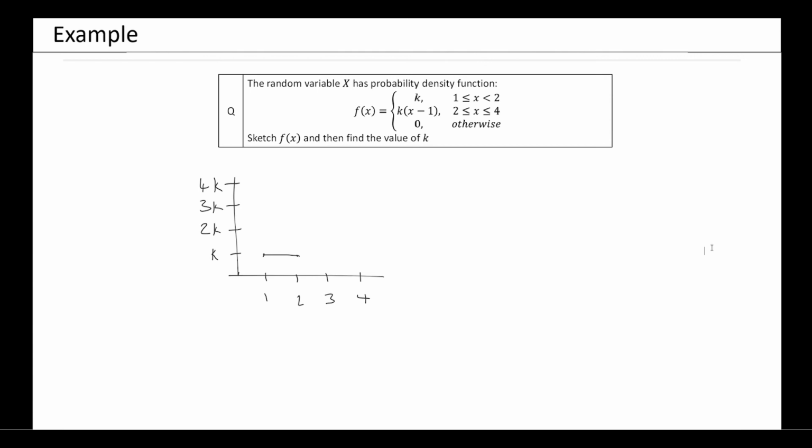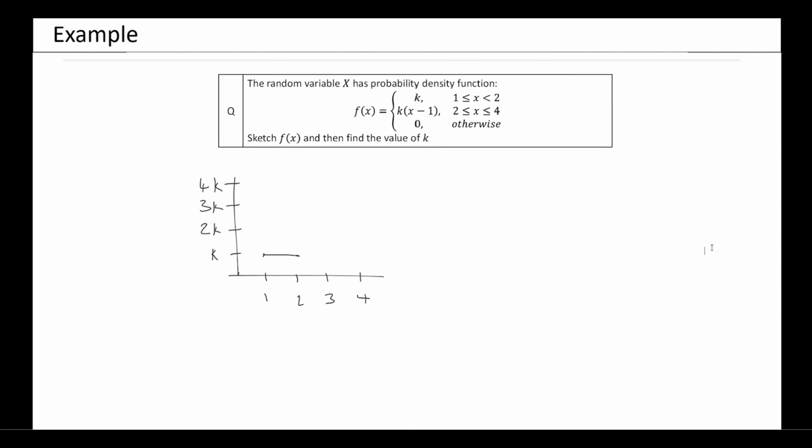Let's have a look at what kind of function we have in between 2 and 4. Well, this is kx minus k if I was to expand it. And that's a linear function with a positive gradient. So I know I'm looking for a straight diagonal line. As long as I evaluate 2 points, I should be able to sketch the line. So when x equals 2, the function is going to equal k.